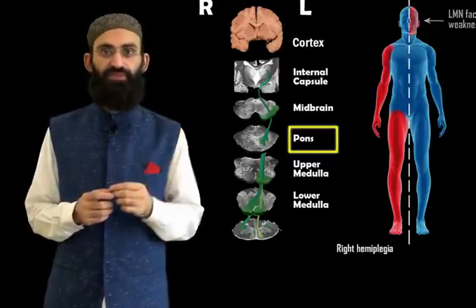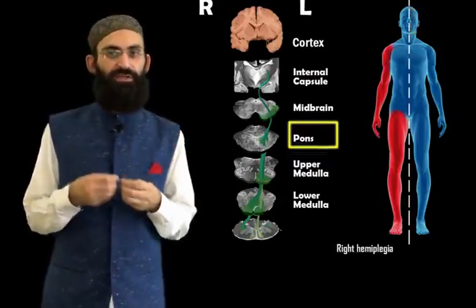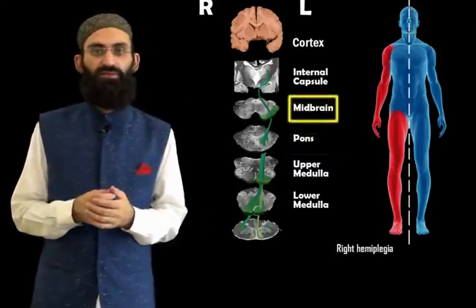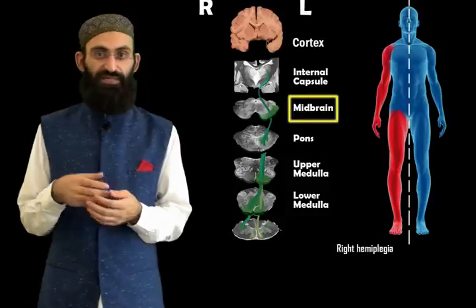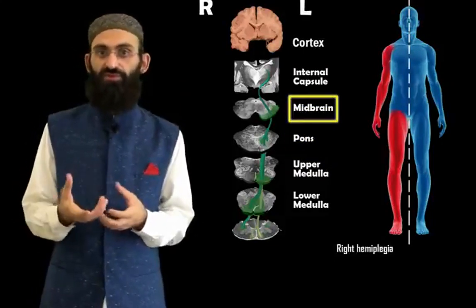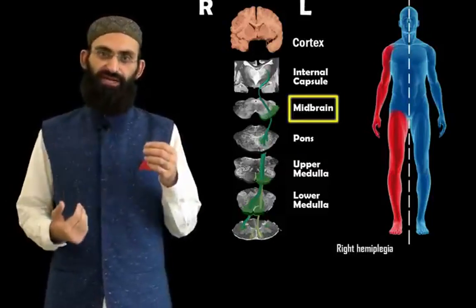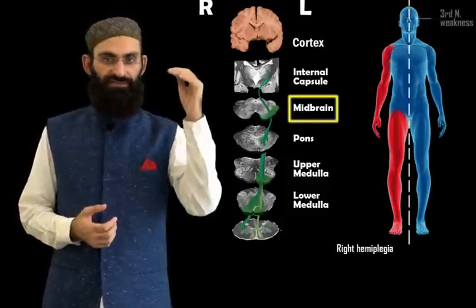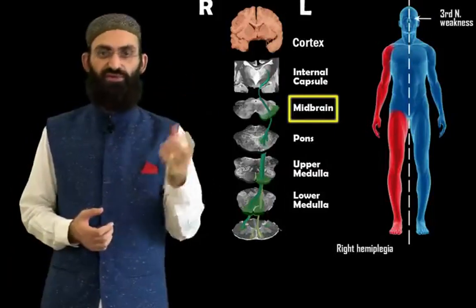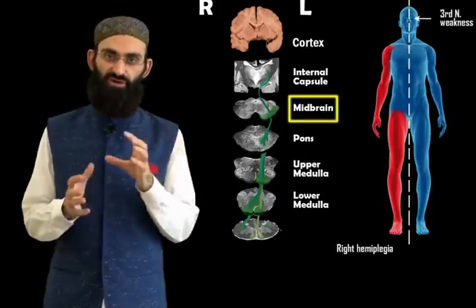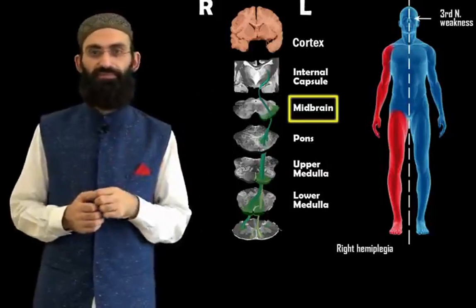So if you have right-sided hemiplegia and left facial weakness of lower motor neuron type, this localizes lesion to the left pons. In case of a midbrain lesion, there is involvement of other cranial nerves like third nerve, which is oculomotor nerve. So again, there would be right-sided hemiplegia and left-sided third nerve palsy, which will result in left-sided extraocular ophthalmoplegia.